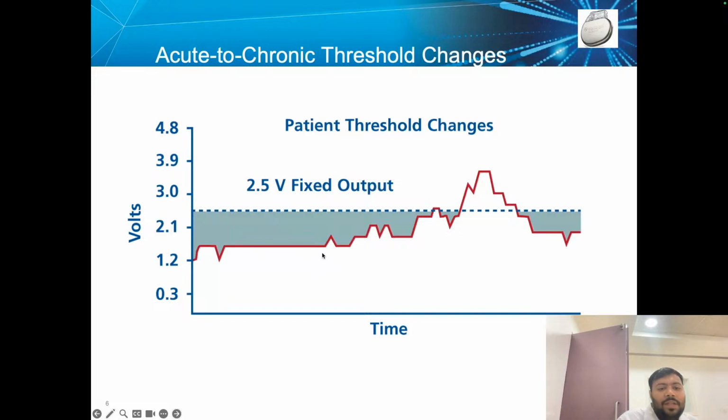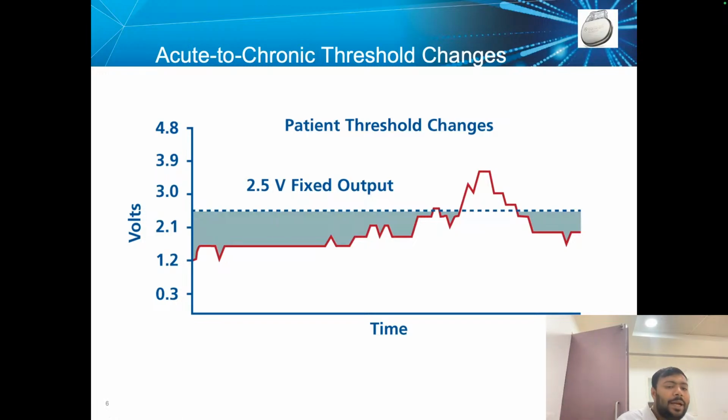Over time, the threshold is increasing, week by week, and at some point it crosses the fixed output. Obviously, at this point in time the patient is going to miss the capture. Ultimately, we know the pacemaker is a life-saving device. If the patient is missing beats, then the device is not satisfying the need. We will come to know at this point whether the patient gets any symptoms, and if the patient is completely dependent, then people worked out how to overcome that.